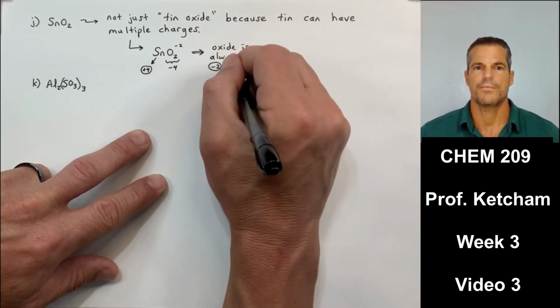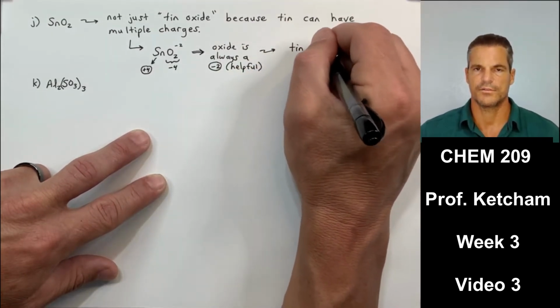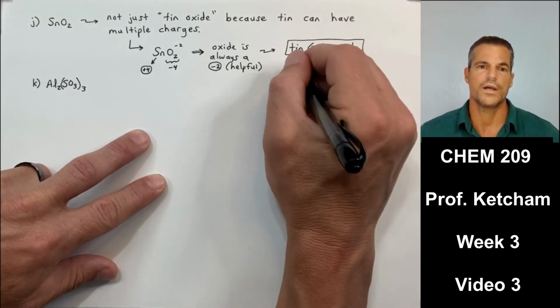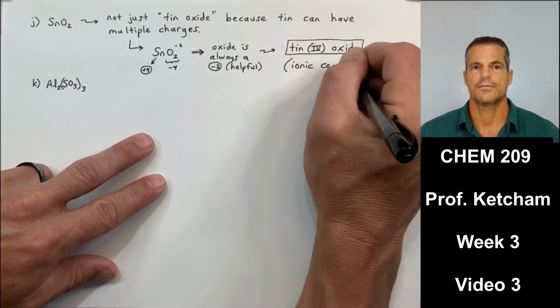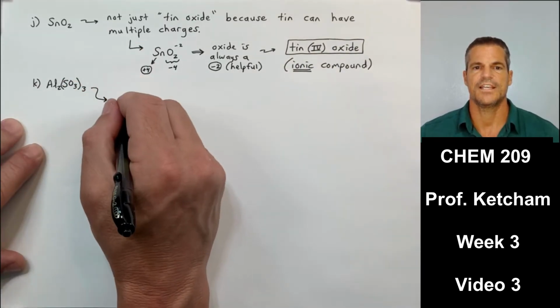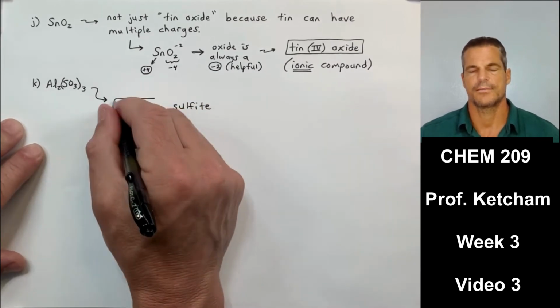And what I come up with is that oxide is always a -2. And there's 2 of them here for a total of -4. That means my 1 tin must be a +4 charge. All right, this is tin Roman numeral 4 oxide.